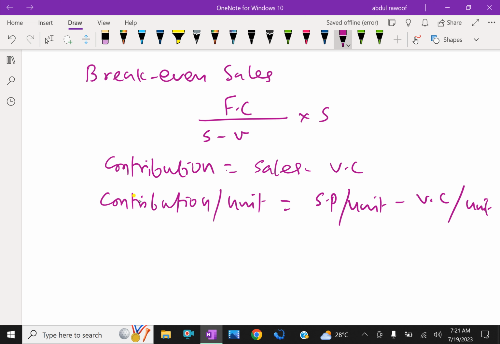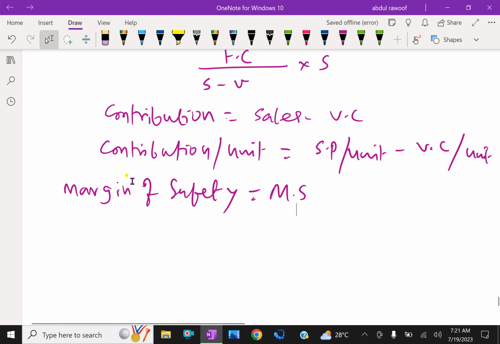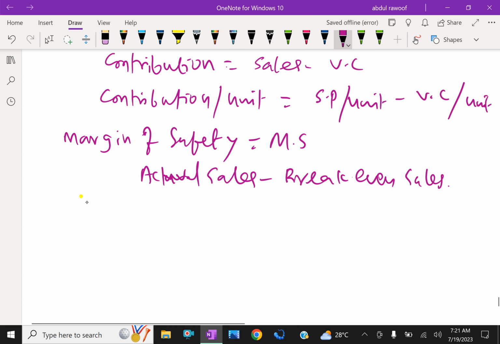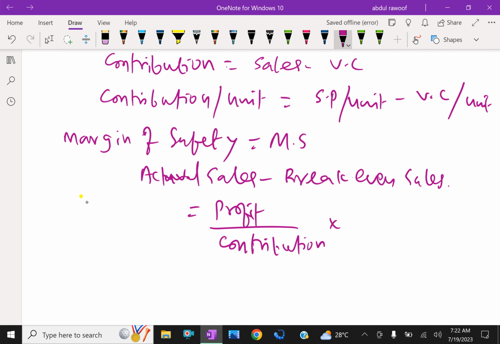Therefore, margin of safety, that is MS, is equal to actual sales minus break-even sales, which is equal to profit by contribution into sales. This is the margin of safety.